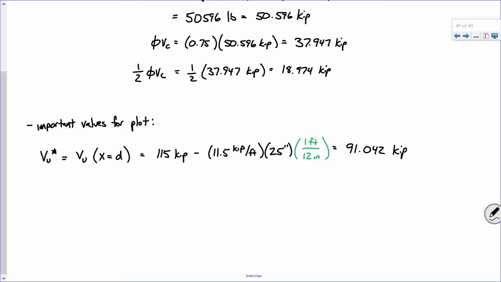Everybody okay so far? Okay, now, I also want to compute where on the beam does phi VC occur, and where on the beam does a half phi VC occur. That's good enough. Okay, so how do I compute x? It's 115 minus the shear in question divided by 11.5, right? So 115 minus, what is phi VC? 37, there we go.